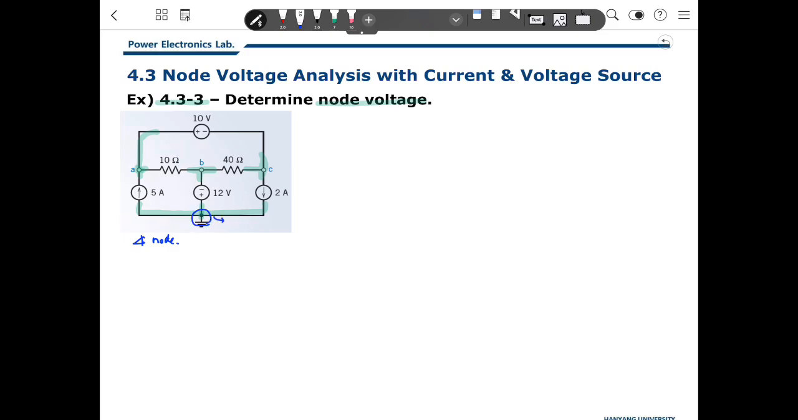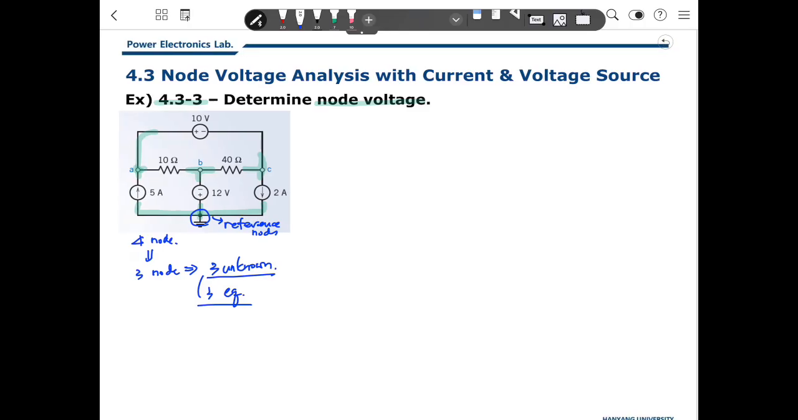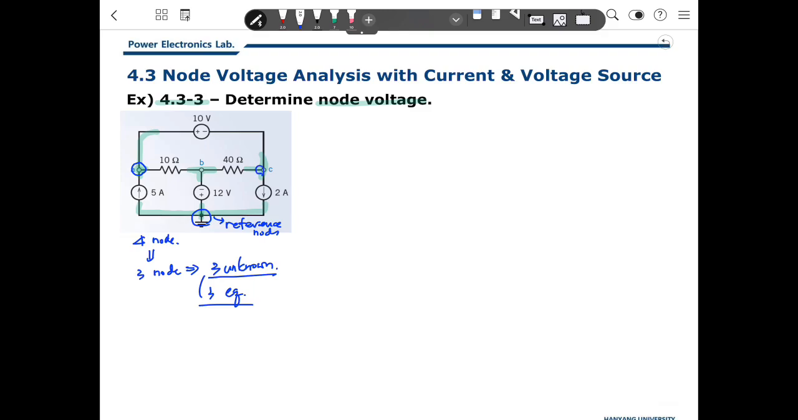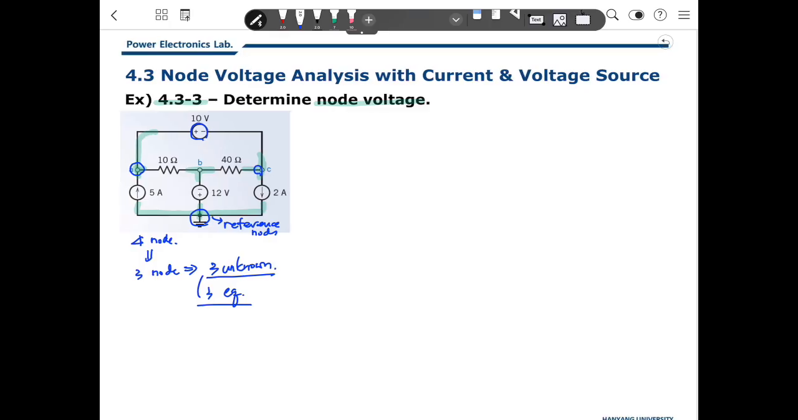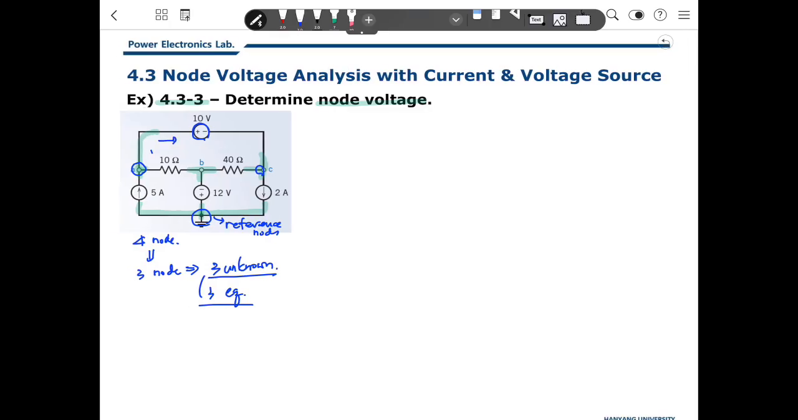Then I choose that node as the reference node. So we have 3 nodes. That means 3 unknown variables and 3 equations. So that's the way to solve the problems. But fortunately, we have several voltage sources and current sources, especially the nodes A and C are connected with only one voltage source. In this case, we cannot define this current here. So I decided to use a supernode in this way.